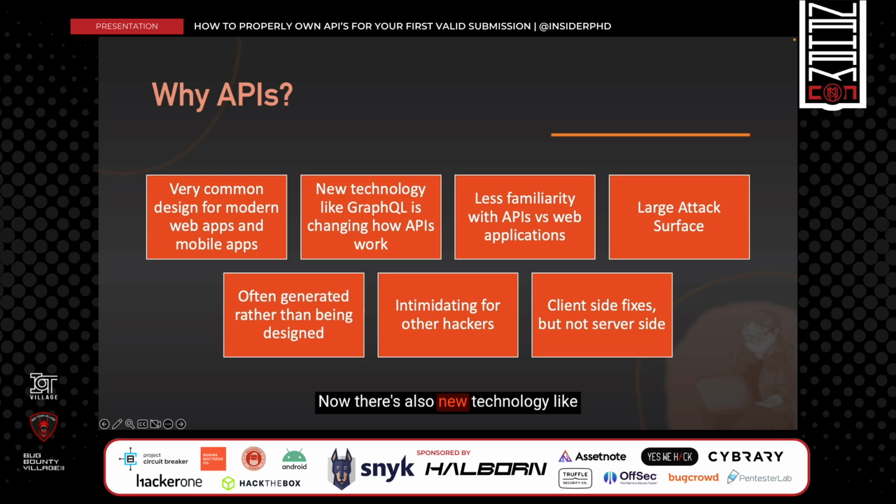Now there's also new technology like GraphQL which is changing how APIs work, and that's actually good for us as hackers because that design and the secure design isn't as well known as something like a traditional web application. A lot of hackers often have a lot less familiarity with APIs, and although the bugs aren't significantly different, in fact they're basically the same, APIs can be really intimidating for other hackers, and people just don't feel comfortable looking at technology that they don't understand or have never worked with.